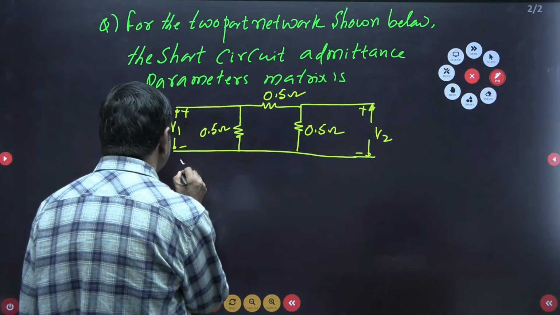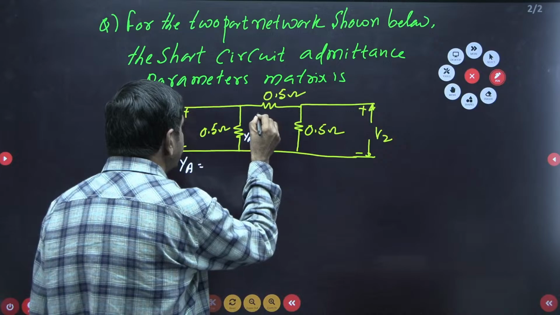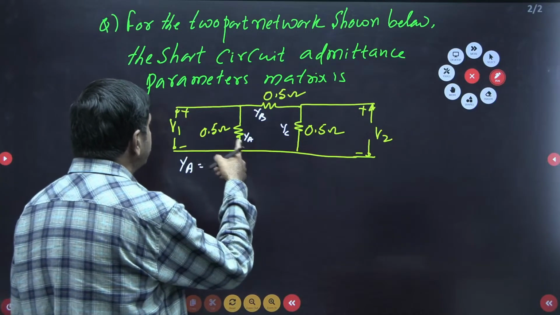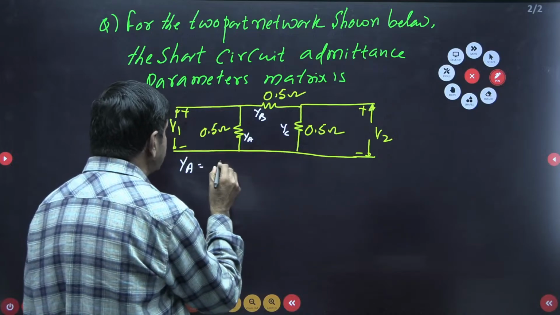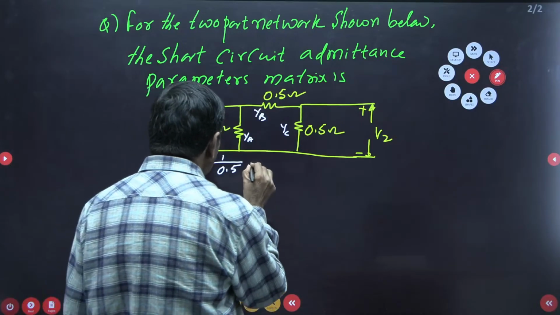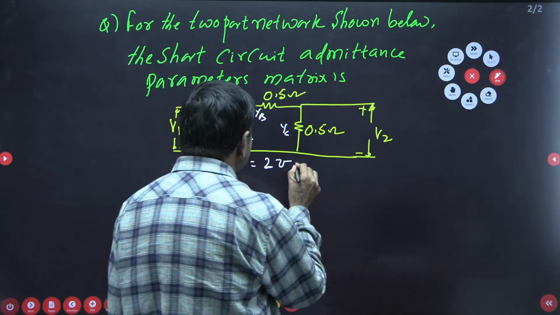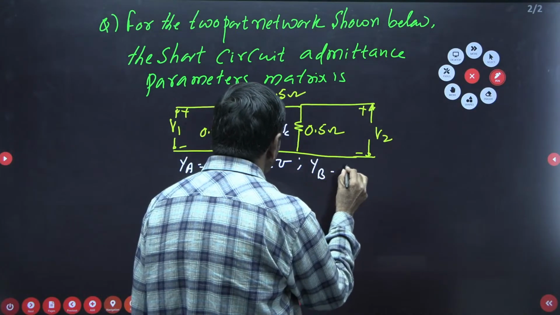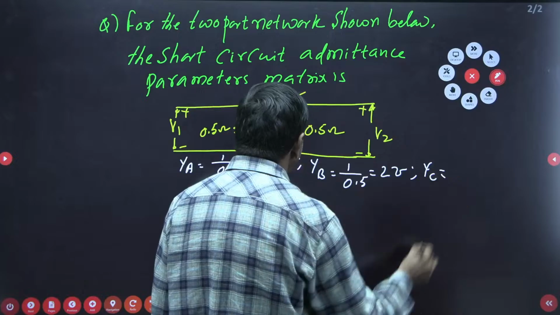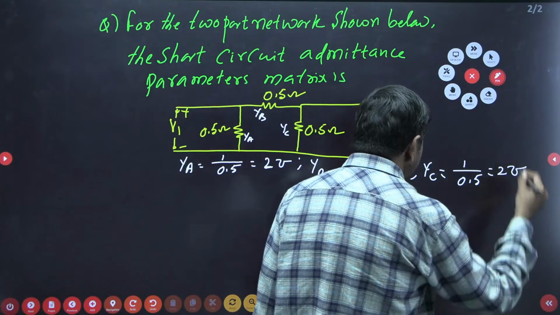YA is nothing but, I want to get it from here. YB I can get from here. YC I can get from here. YA is nothing but the reciprocal of this impedance, or reciprocal of resistance, we can also write 1 by 0.5. 1 by 0.5 is nothing but 2 mho. What about YB? YB is also the same, it doesn't have any change. 1 by 0.5 I can write as 2 mho. What about YC? 1 by 0.5, its value is the same, 2 mho.